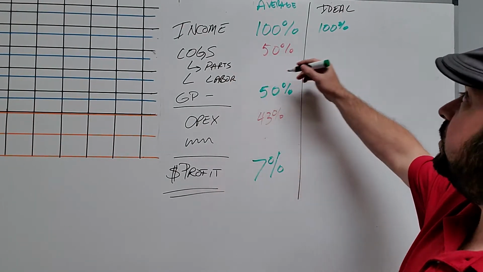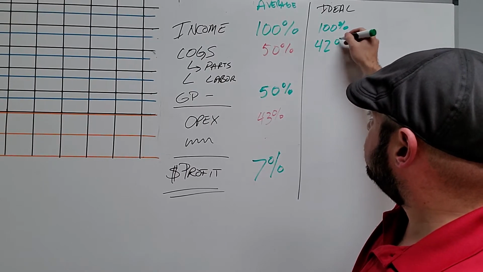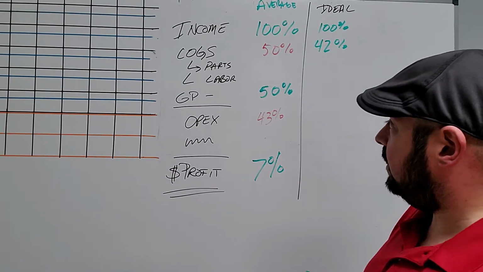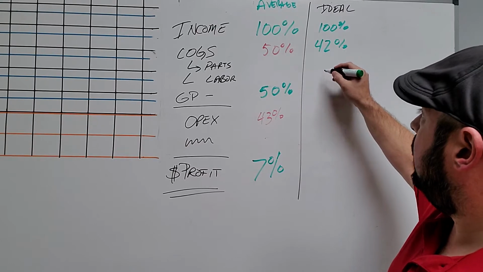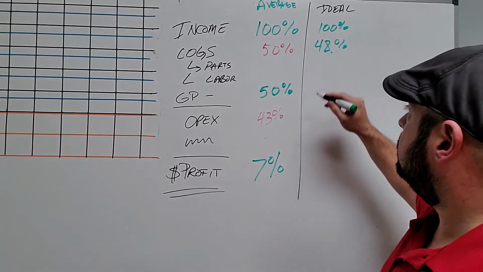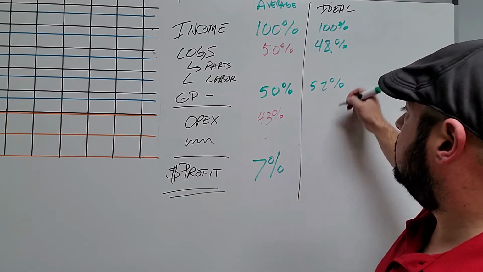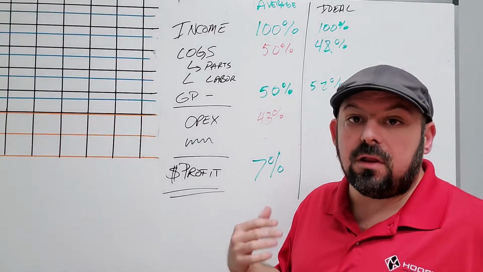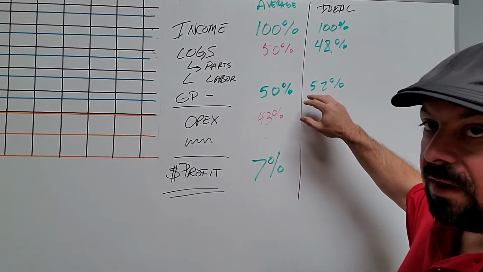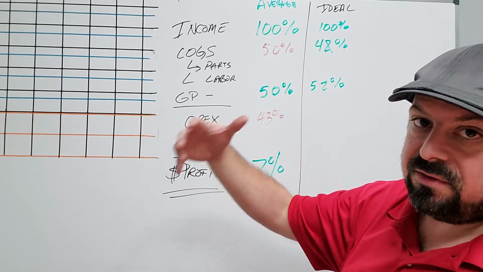On the cost of goods sold, I don't see a reason why we can't be at 42% cost of goods. That puts you at a GP, sorry, not 42%, 48% cost of goods. That puts you at a GP of 52. Okay, I think that's low.